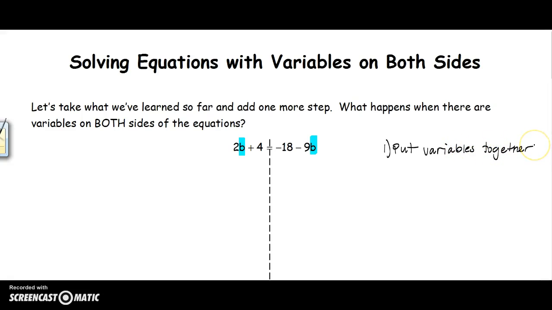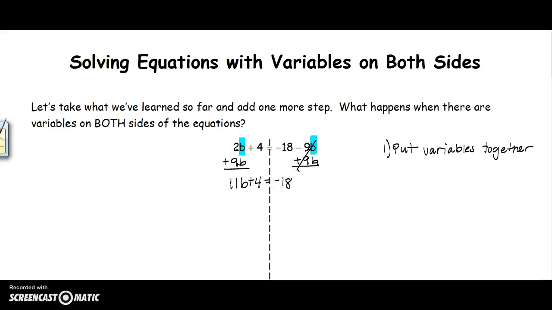And how you do that is you just add or subtract. So you pick the smallest variable, and what that means is the number in front is the smaller of the two. So you have 2 and you have -9. -9 is the smallest one, so you use its inverse operation. Since you have subtraction, you're going to add 9b to both sides. And then combine your like terms. So 2b plus 9b is 11b.